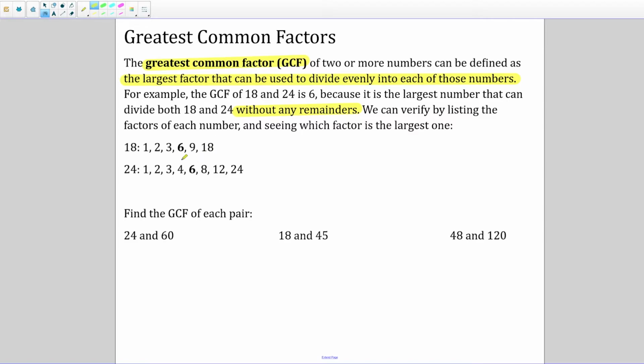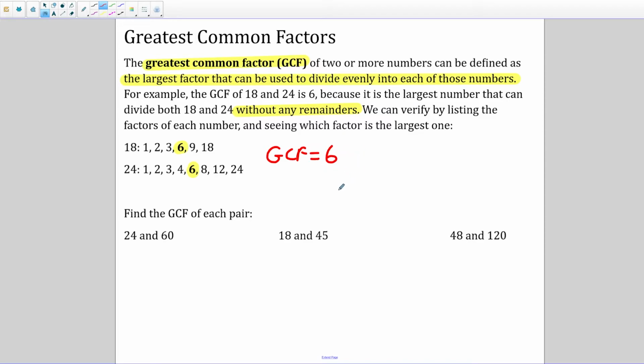We can verify this and double check our answer by listing the factors of each number and then seeing which factor is going to be the largest one. So we know that 1 times 18 gives me 18, 2 times 9, 3 times 6. So I have 6 factors here for 18. I can do the same here for 24: 1 times 24, 2 times 12, 3 times 8, and 4 times 6. Since we're looking for the greatest common factor, common meaning the same, and greatest, well, we can tell here that the factor that's the largest and is the same in both lists is going to be 6. So our GCF in this case is going to be 6.